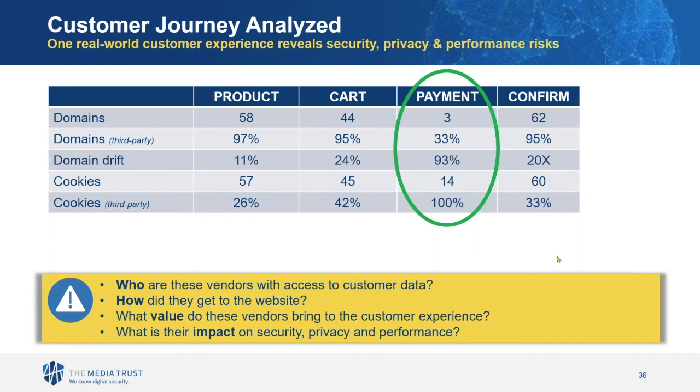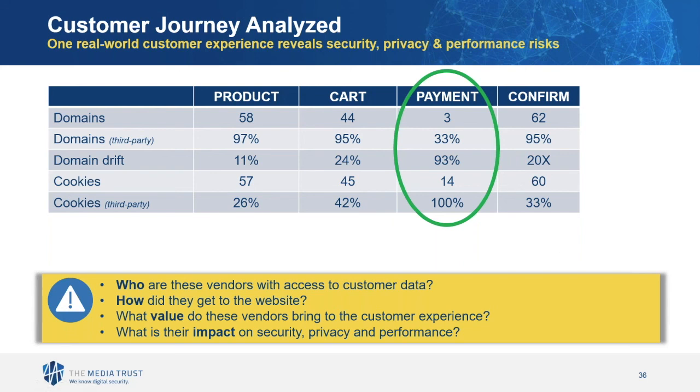In your own examples, there's a couple of questions that you should ask yourself. Who are these vendors who have access to customer data? How did they get to your site? What value do these vendors bring to the customer experience? And what is their impact on security, privacy, and performance?